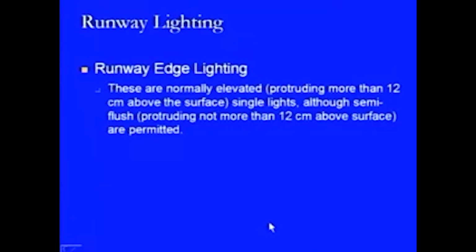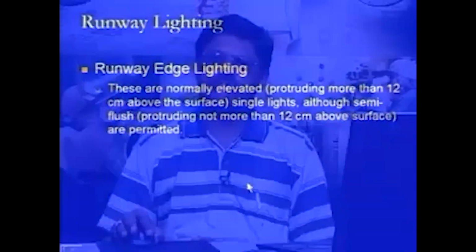These are normally elevated, protruding more than 12 centimeters above the surface, not semi flush type, just above the surface, and they are single lights, although semi flush type lights are also permitted, which protrude not more than 12 centimeters above the surface.